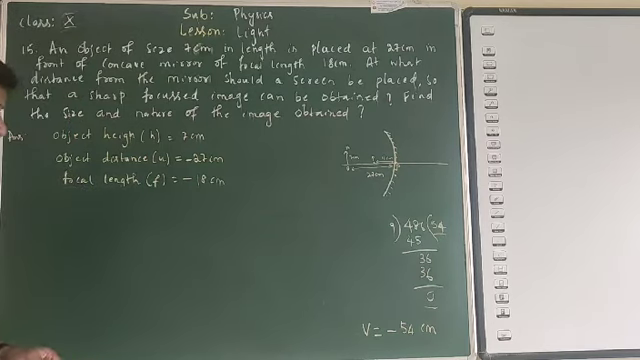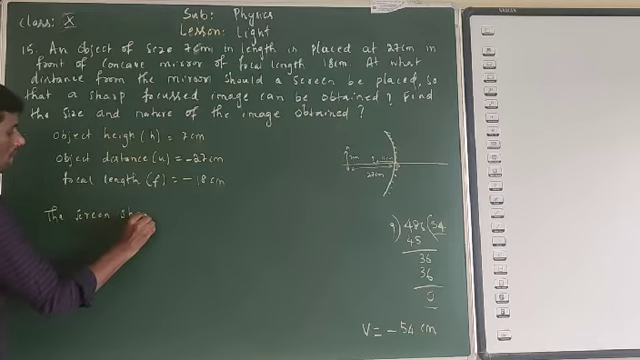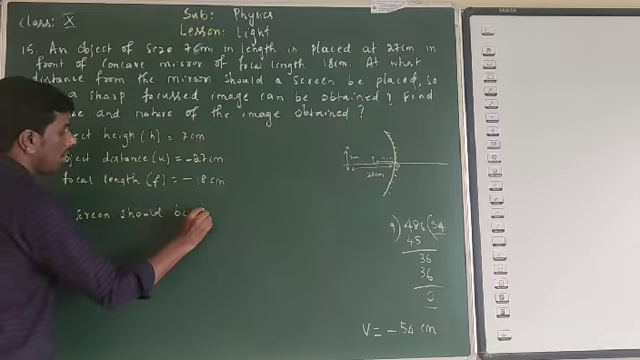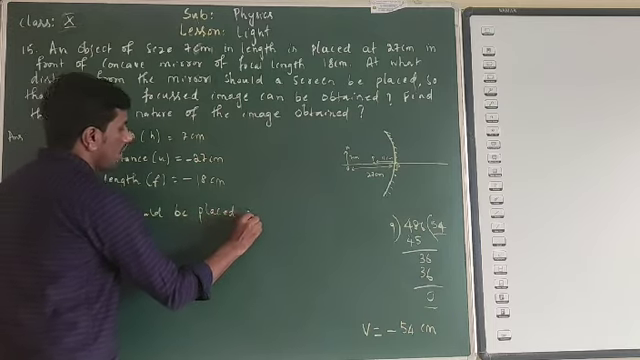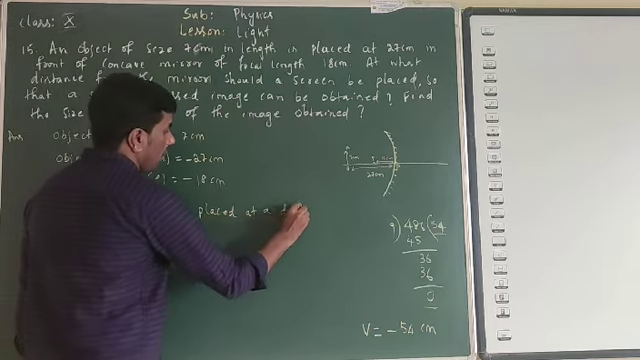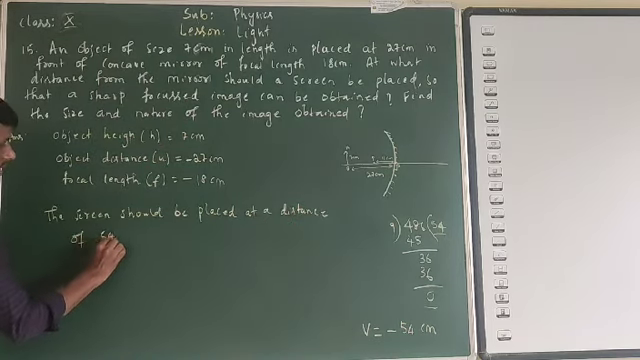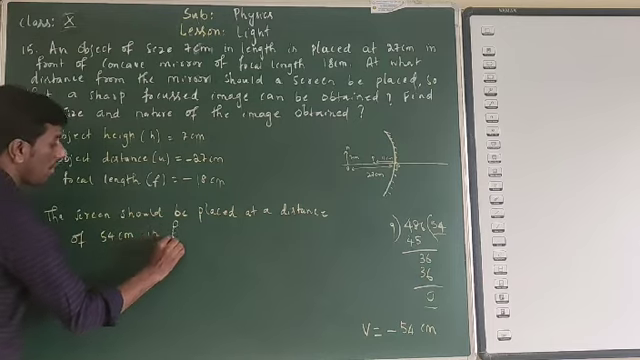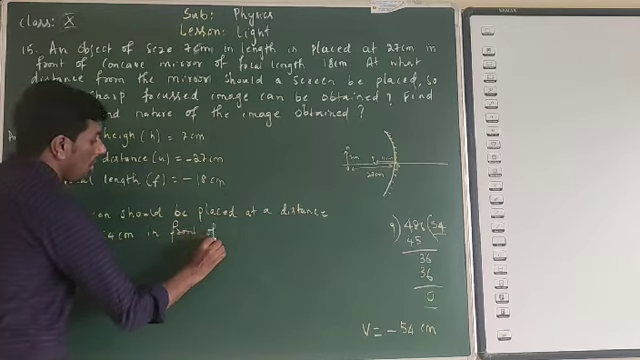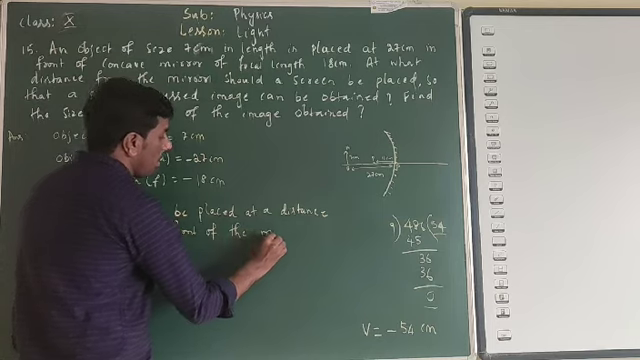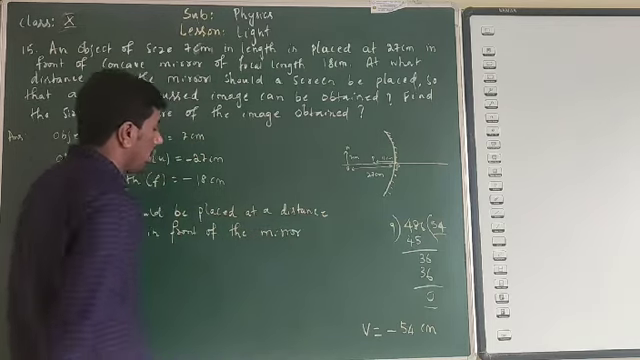So the screen should be placed at a distance of 54 centimeter in front of the mirror. Okay, in front of the mirror only.